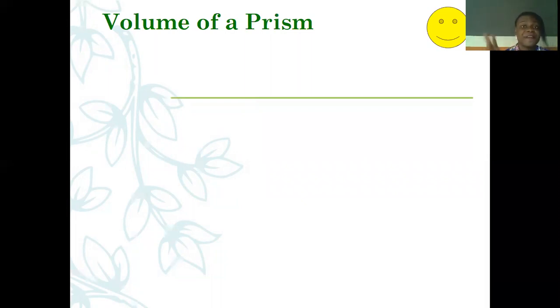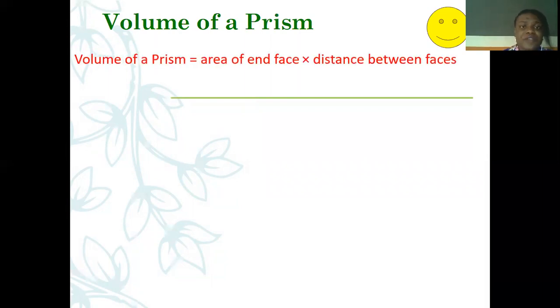But let's just look at the general formula for finding the volume of a prism, and we take one example before we move to the cylinder. So the volume of a prism is simply the area of its end face times the distance between the two faces. Like I said, it has two faces, but we just pick the area of one of its end faces.